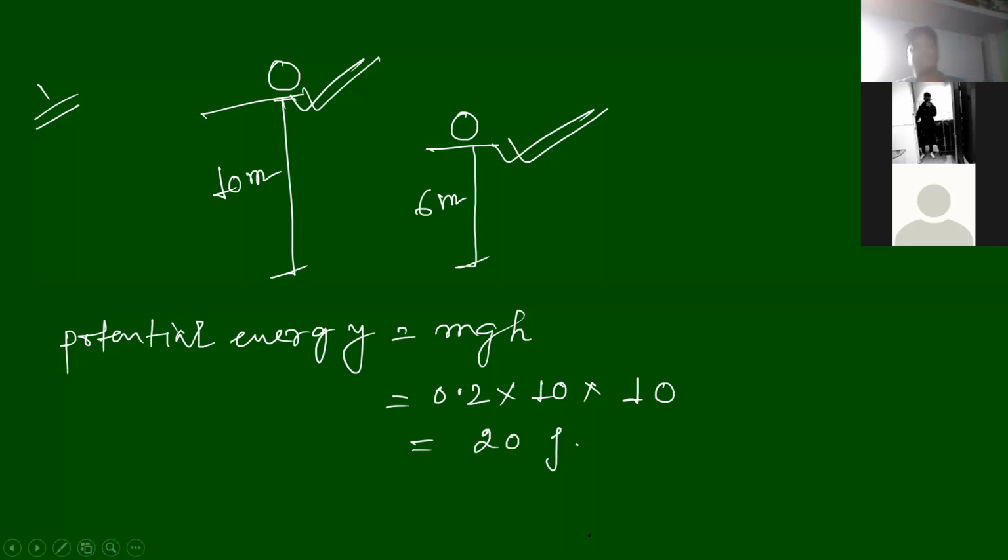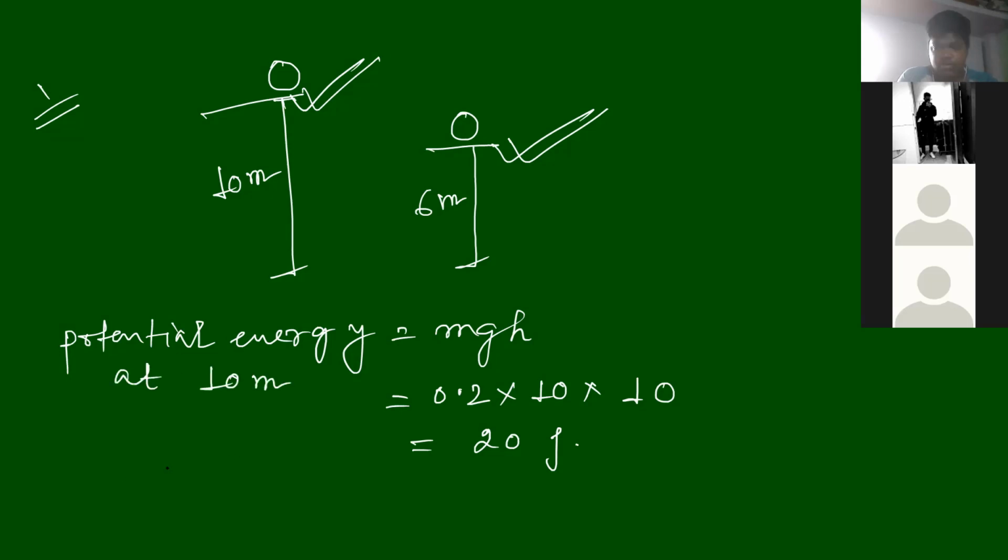Potential energy, or whatever the energy is, every energy has the unit joule except electrical energy. Electrical energy has the unit, you can say, kilowatt hour. Otherwise, most energies can be expressed in joule. Now, at 10 meter, the potential energy is 20 joule. You can write it down like that: potential energy at 10 meter. It will be better.